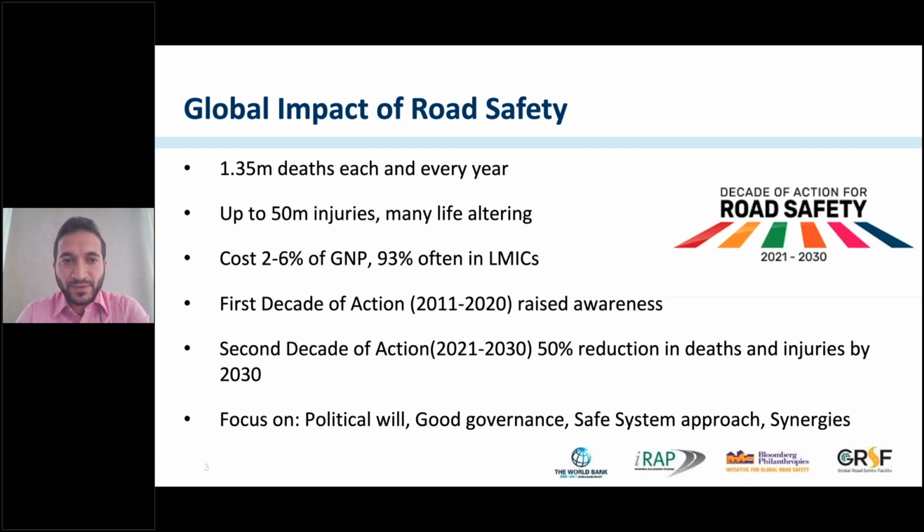Although this is gloomy news, we should agree that the first decade of action, which ended in 2020, raised awareness about road safety and provided us some evidence-based tools that lead us to the second decade of action, which started this year. By 2030, a very ambitious target of 50% fatality reduction has been set. A new action plan has been developed. I think the focus should be the need for strong political will, the need for good governance, the need to apply a safe system approach, and to find synergies between various road safety stakeholders.